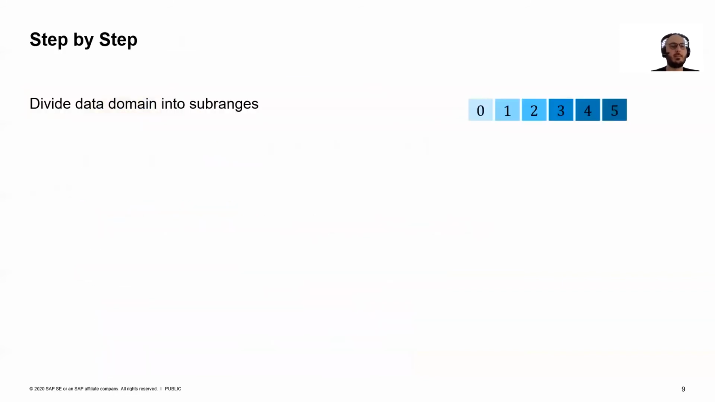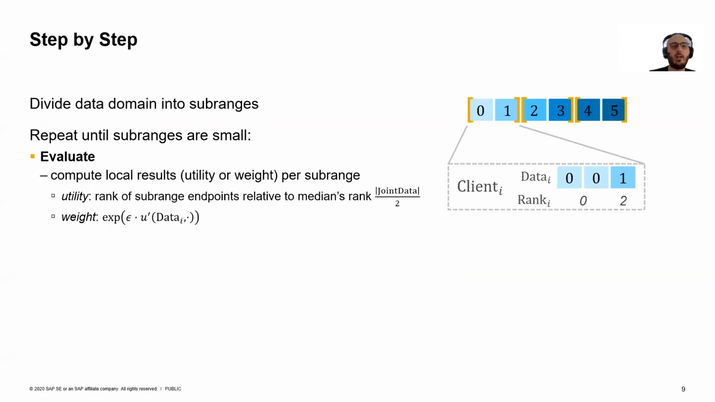So how does this work step by step? First, we divide the data domain into different subranges. Then we repeat the following until the subranges are small. We evaluate, meaning we compute the local results, utility, and weight per subrange. Each client has a data set, and each client has rank values computed over that data set. And we can compute the local utility, since we know that the rank of subrange endpoints relative to the median's rank can give us a good utility base if the median comes before the current subrange, is contained in the current subrange, or comes afterwards, which gives us a sense of direction, and we can score the utility of the subrange accordingly.